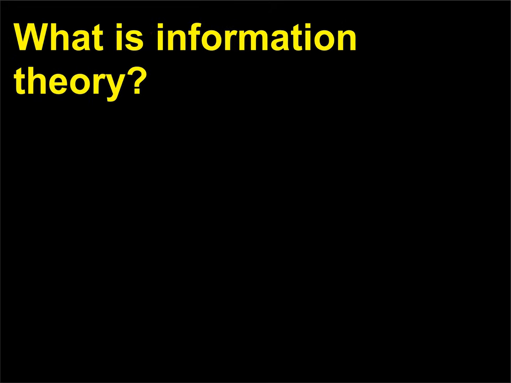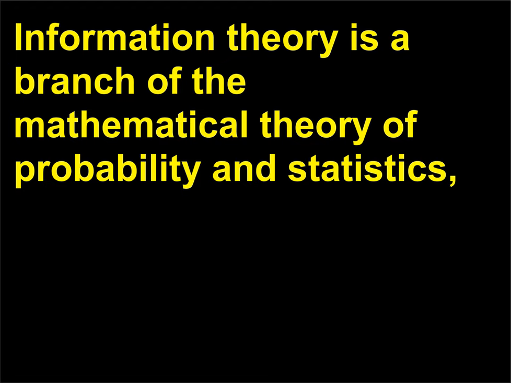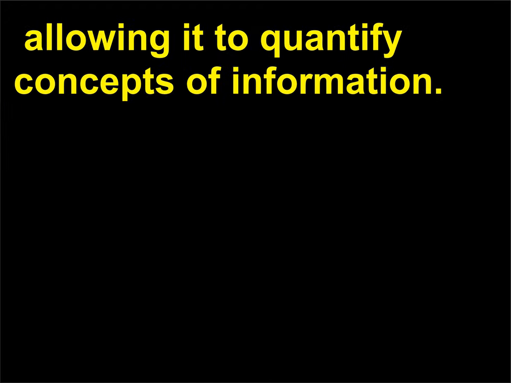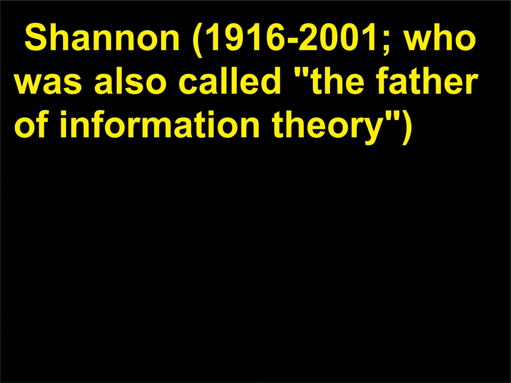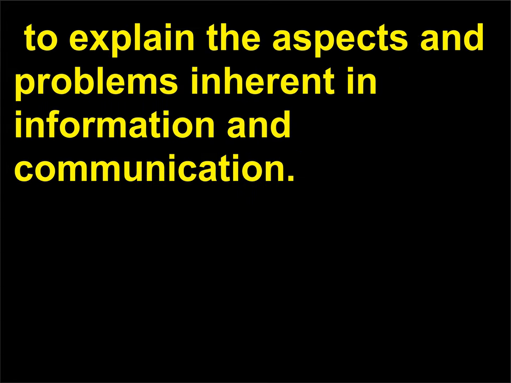What is information theory? Information theory is a branch of the mathematical theory of probability and statistics, allowing it to quantify concepts of information. It was formulated primarily by American scientist Claude E. Shannon, 1916-2001, who was also called the father of information theory, to explain the aspects and problems inherent in information and communication.